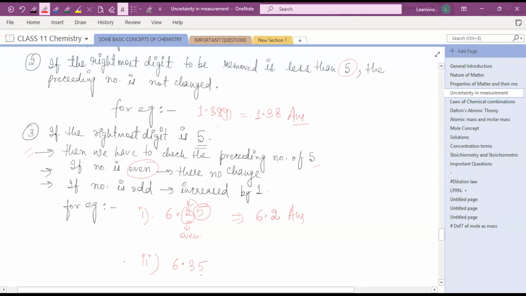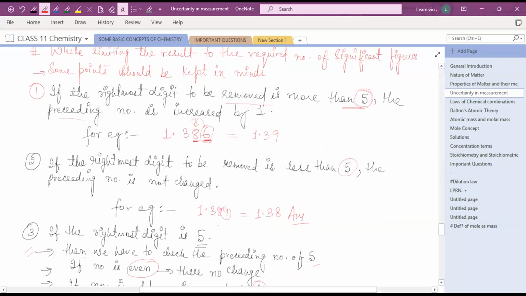Second rule is, if the preceding number of 5 is odd, then we just have to increase it by 1, right? Then increase it by 1. So you can see over here 5, right? What is the preceding number of 5? It's 3 and 3 is an odd number. So what we are supposed to do, just add plus 1 in 3. So 6.4. This will be your final answer. Clear?